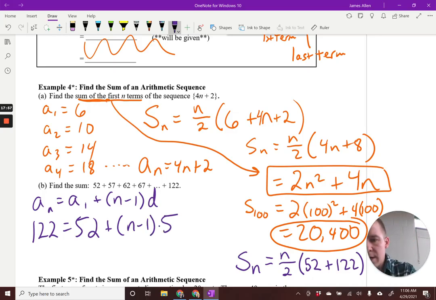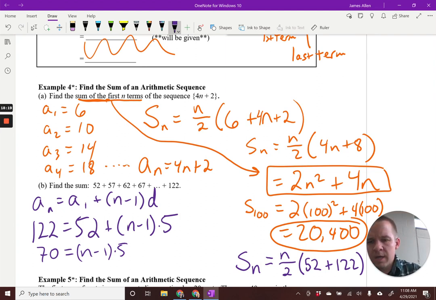So let's solve it. We could combine some like terms. So let's do a little algebra here, shall we? We could subtract 52 right now. I'm just looking at that because I see the 2's and the 2's, right? That's kind of nice math. So what would I have then? 70 equals n minus 1 times 5.